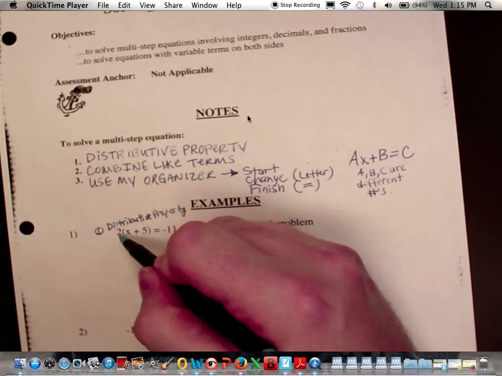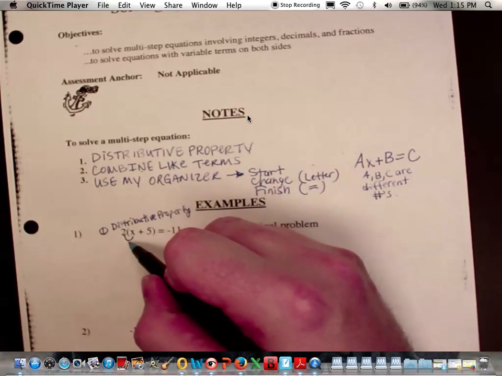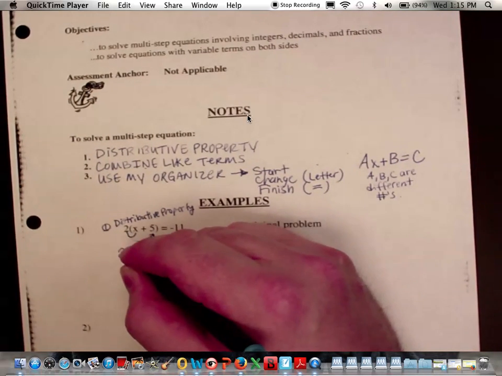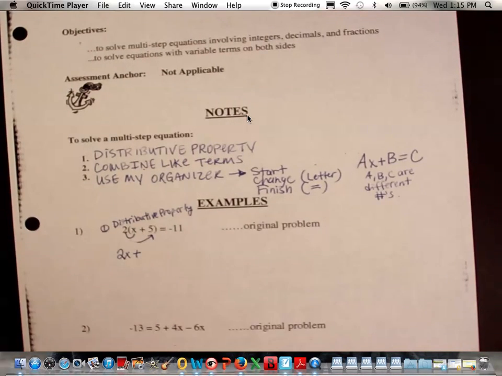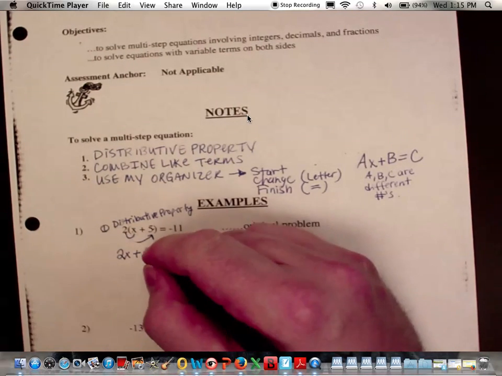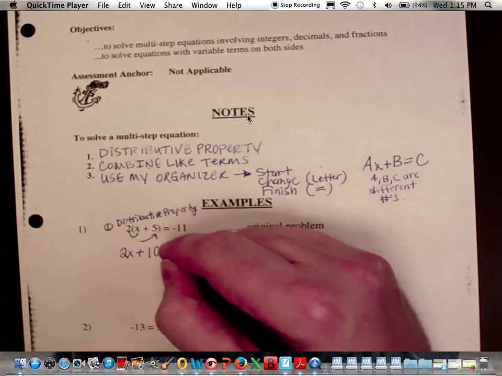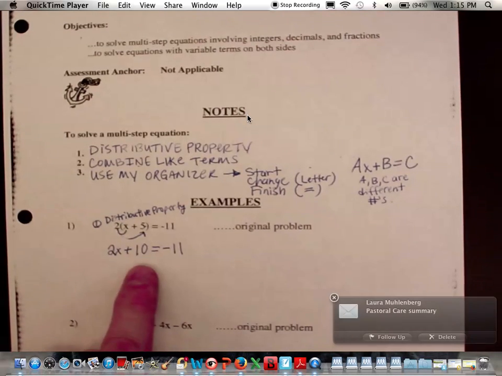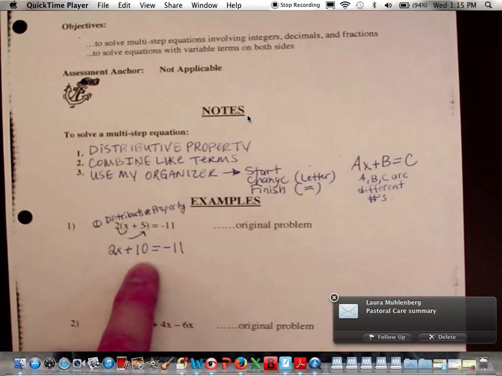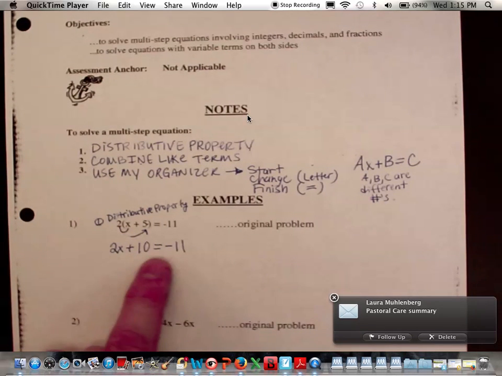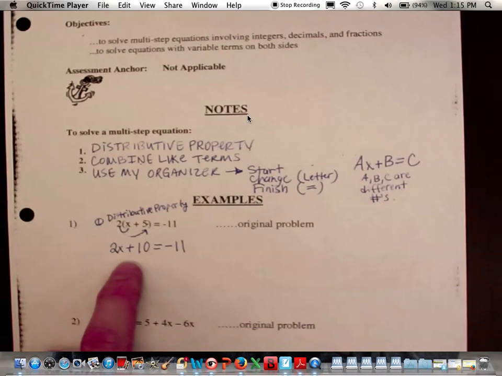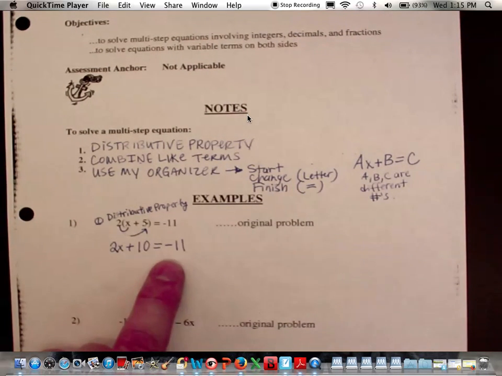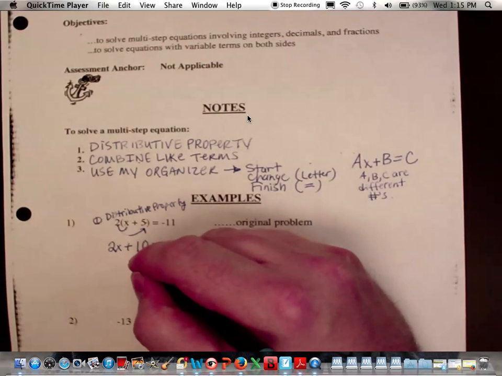So in this case, it's going to be 2 times x, which is 2x, and 2 times 5, which is 10. So I'm going to have 2x plus 10, and that's all going to equal negative 11. Okay? Now I ask myself, do I have to do step number 2? Step number 2 says combine like terms. Do I have any terms that are alike that I need to combine? No, I don't. So I can skip step number 2. Then I can go straight to step number 3, use my organizer and solve that problem.